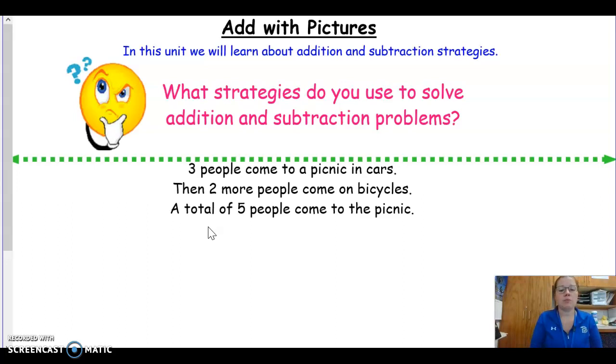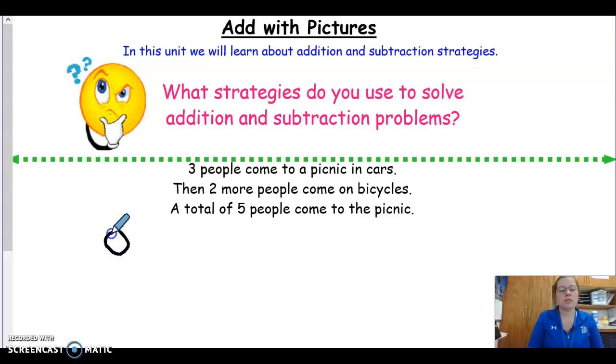3 people come to a picnic in cars. Then 2 more people come on bicycles. A total of 5 people come to the picnic. Okay, let's draw it to figure it out. Okay, so I'm not very good at drawing yet. I'm still working on it. I'm just going to use circles for now to represent our people.